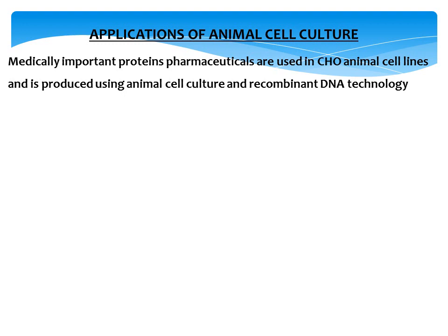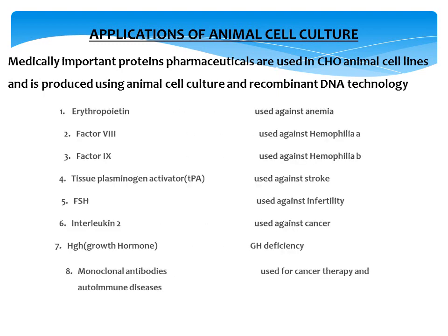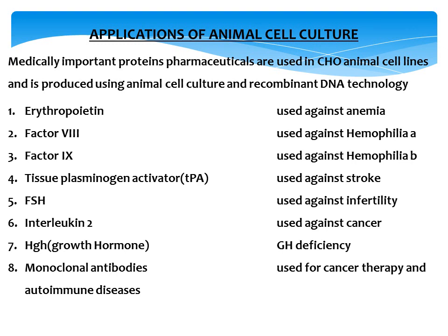Medically important protein pharmaceuticals are produced in Chinese hamster ovary animal cell lines, using a combination of two techniques: animal cell culture and recombinant DNA technology. So let's see what these proteins are. Number 1, erythropoietin, which is used against anemia. Anemia is a disease where there is a lack of hemoglobin.